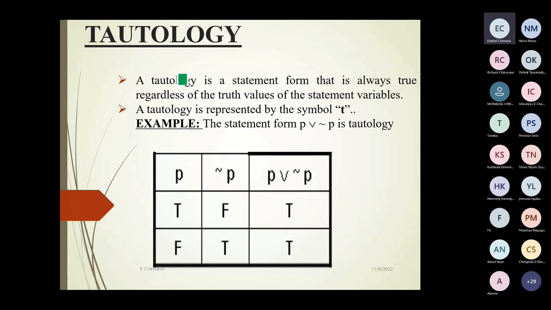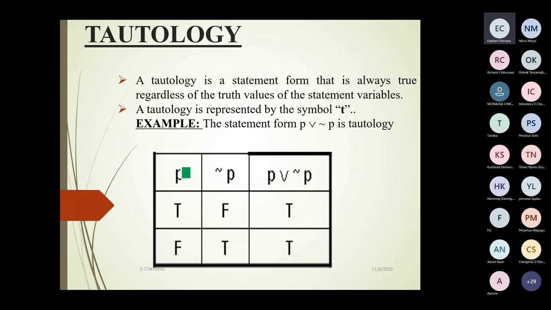So a tautology is a statement form that is always true regardless of the truth values of the statement variables. So you are saying if a statement is a tautology, all its values will be true regardless of the input values. For example, the statement form P or the negation of P is a tautology.